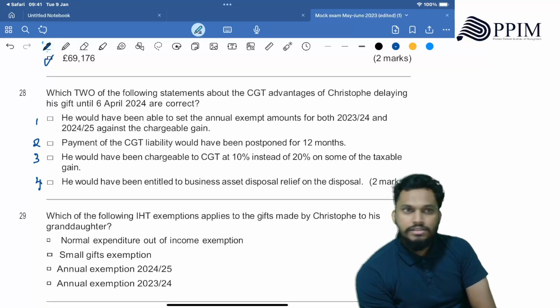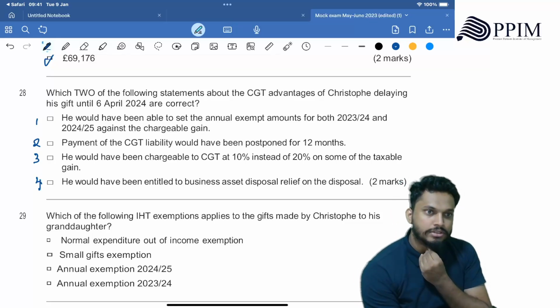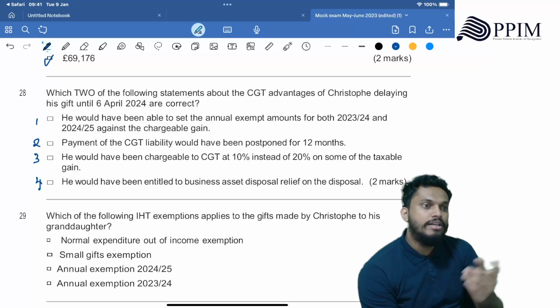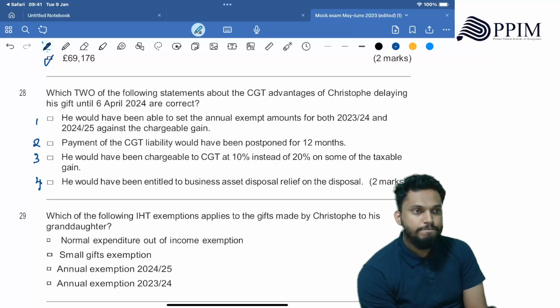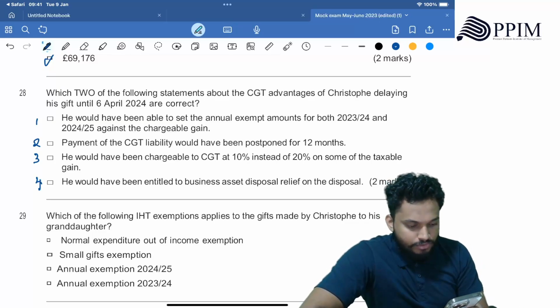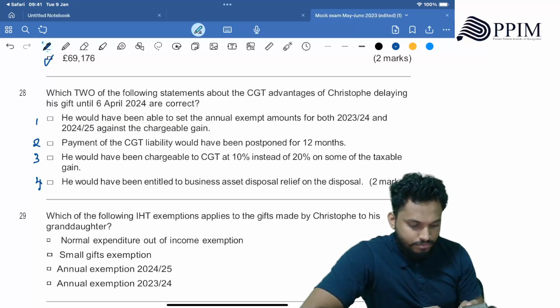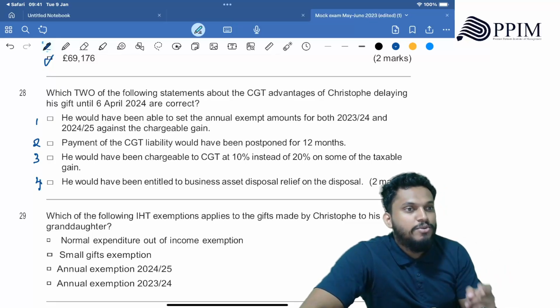So they're asking us which two of the following statements about CGT advantages of Christophe delaying his gift until 6th of April 2024. So before we choose the answer, I yesterday shared the answer scheme. So they had a nice explanation there. Can anyone send it to me again, in an email so I can open it? I sent it to the expert groups. So let's read that a bit. It was a nice answer.